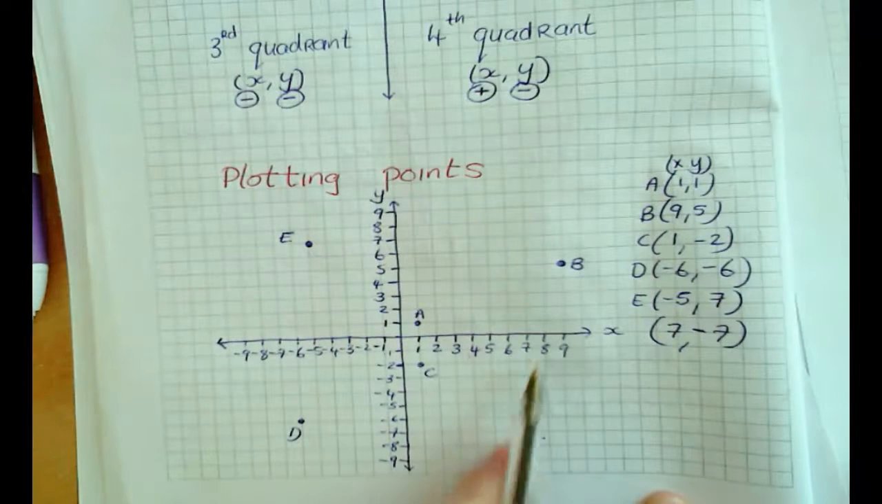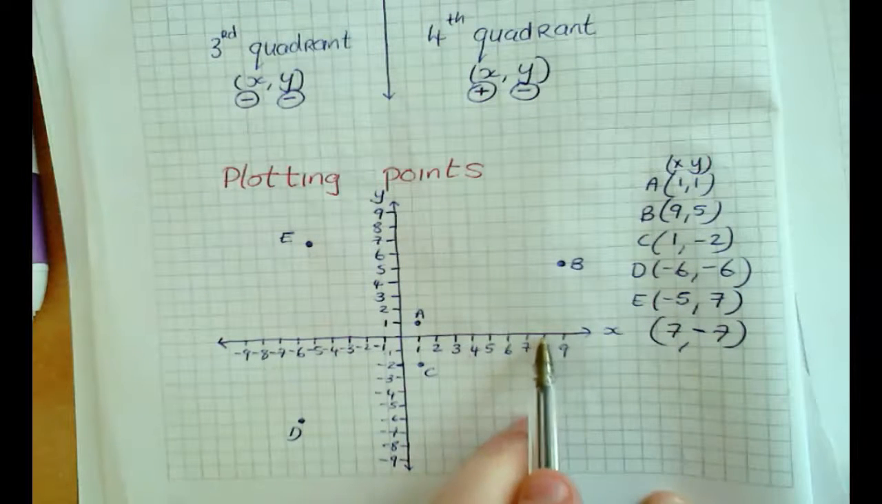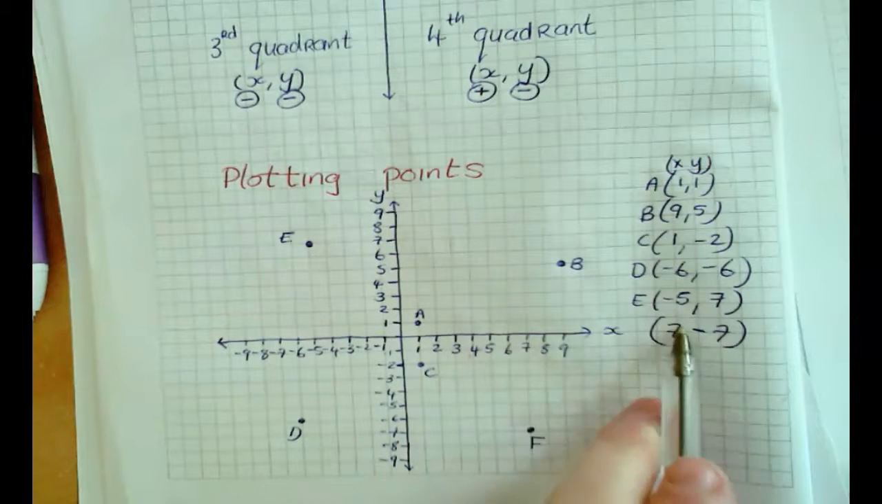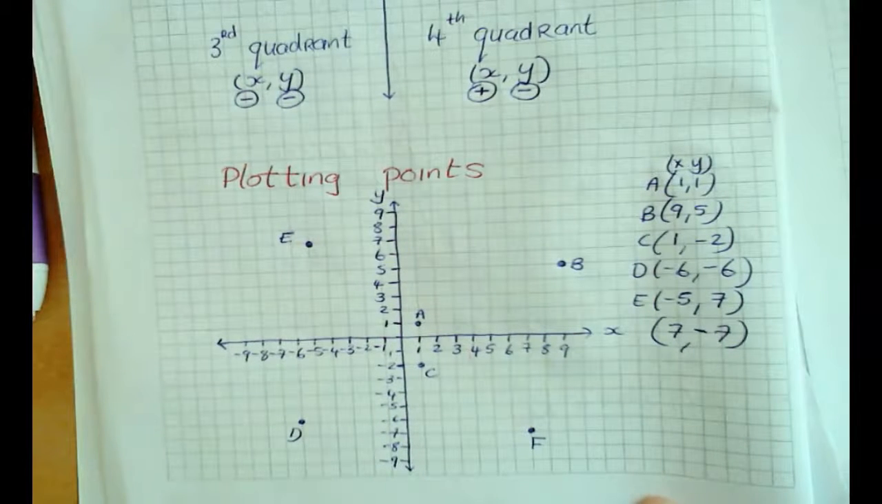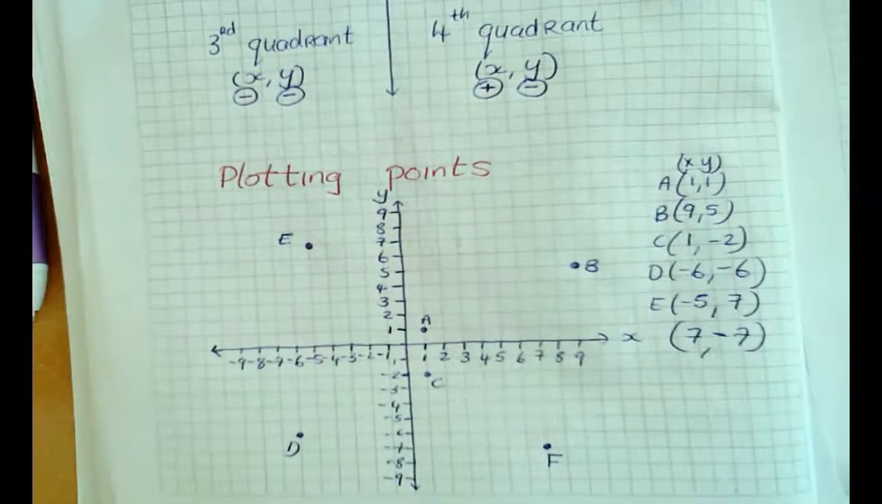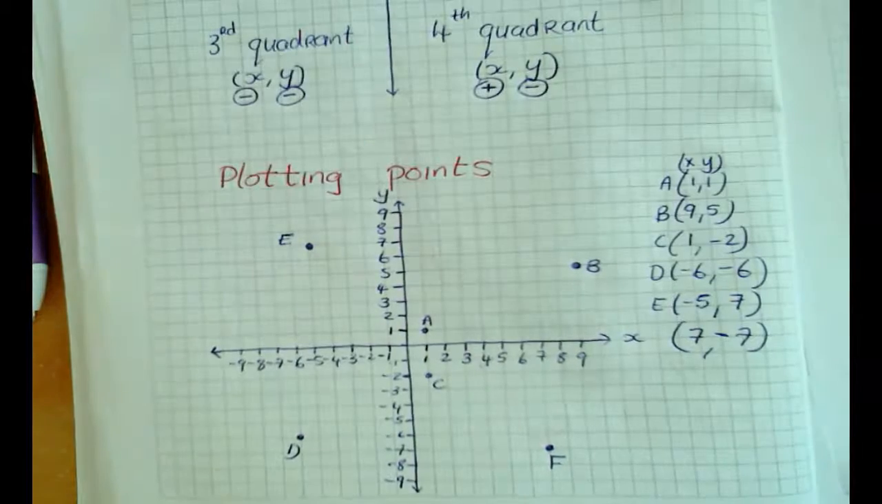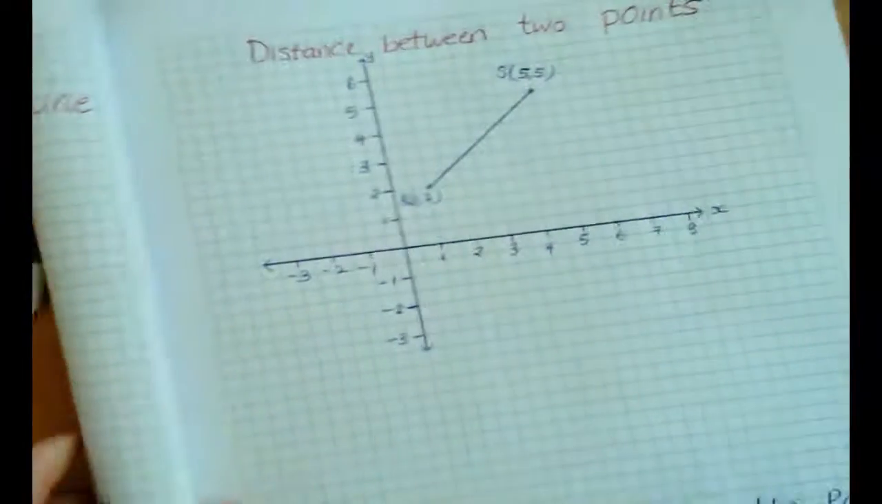Okay, so if I go up to my x-axis, sorry, it's 7. So my x point is 7, and if I go across then to my y-axis, it's -7. So my y is -7. Okay. So hopefully we remember that from Junior Cert.